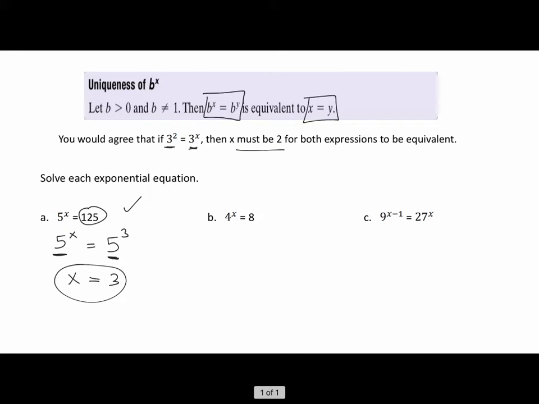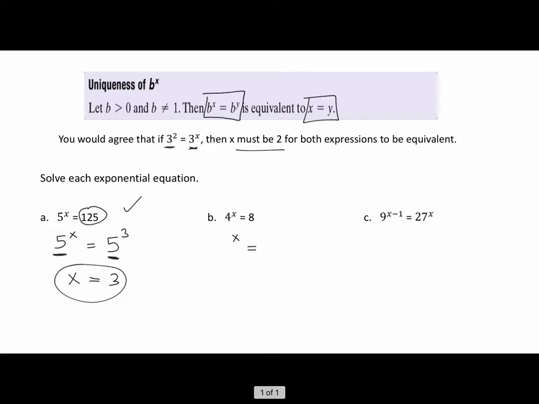For example B, 4 to the x equals 8. So on the left side, we have a base 4. Can we get a base 4 on the right side? 4 to some power is 8. Is that 4 squared? Nope, that's 16. So we can't get this into base 4. Let's erase that.